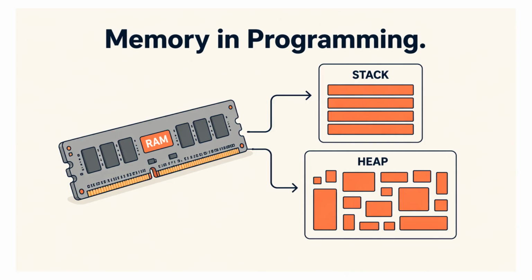All right, before we talk about the garbage collector, let me quickly explain what memory means in programming. When your program runs, it needs space to store things. Variables, numbers, text, lists, everything. That space comes from your computer's memory, also called RAM.